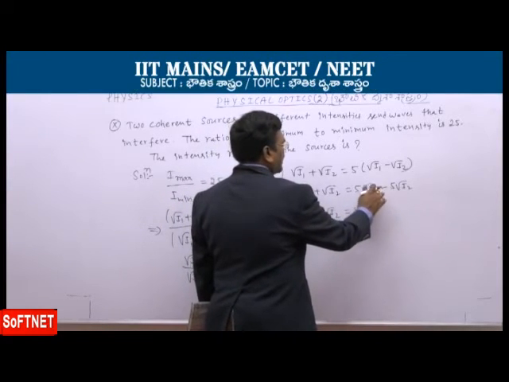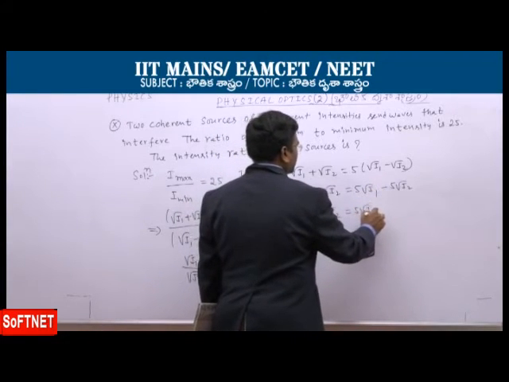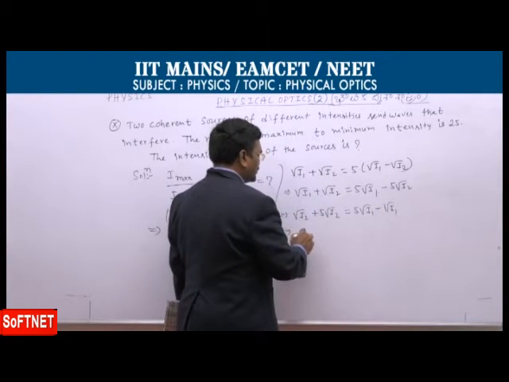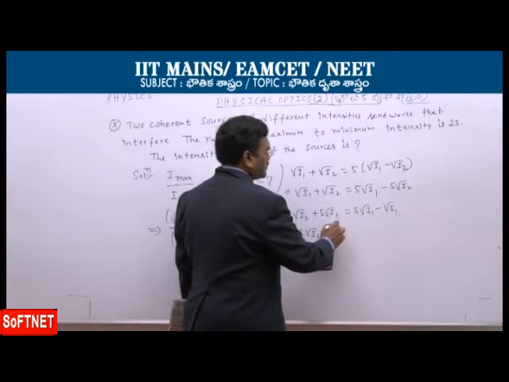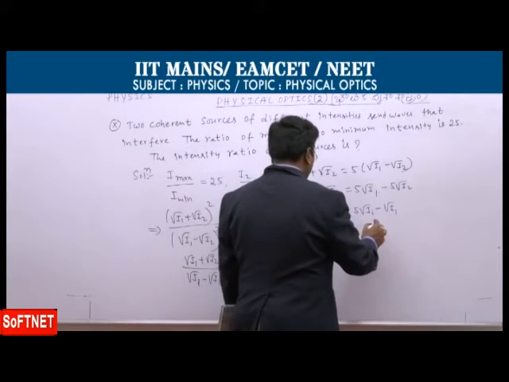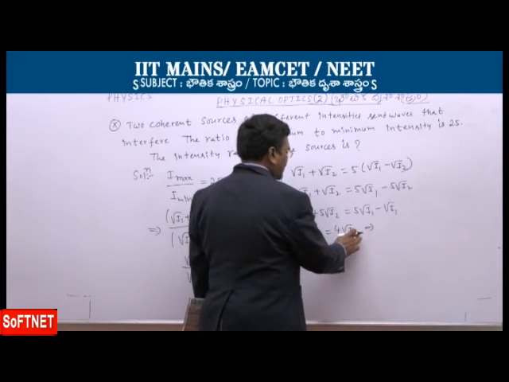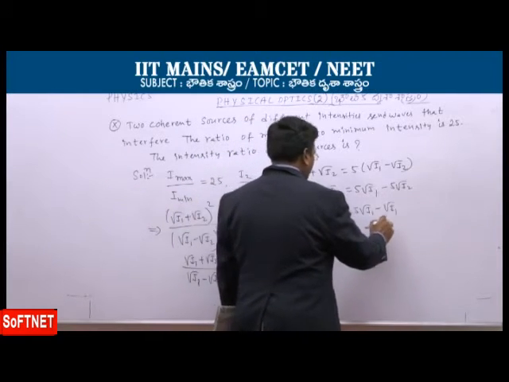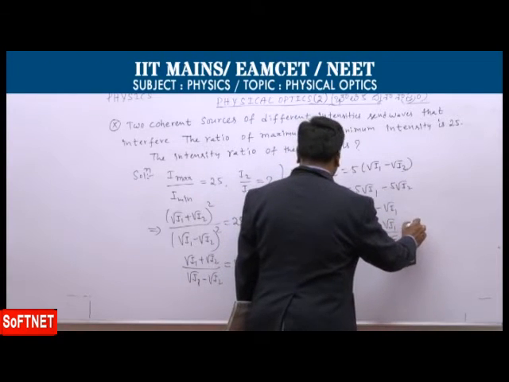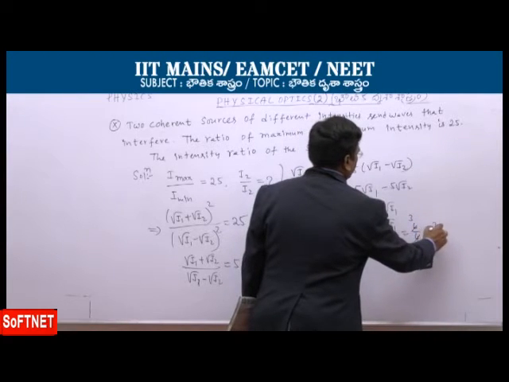We are getting root I2 plus 5 root I2 is equal to 5 root I1 minus root I1. From this, 5 plus 1, 6 root I2 is equal to 4 root I1. From this, root I1 by root I2 is equal to 6 by 4. Now 2 2's, 2 3's, so 3 by 2.